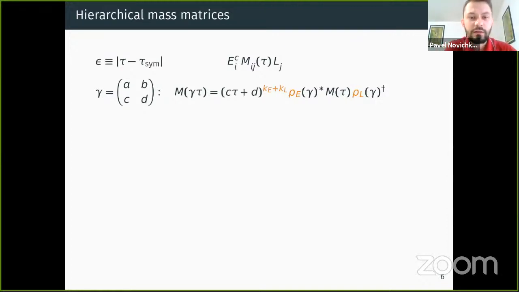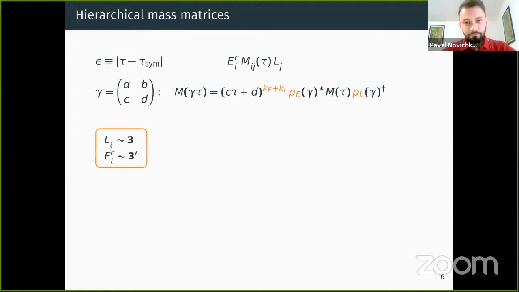So what we did is we analyzed the structure of modular invariant mass terms in the vicinity of one of the three symmetric points. In order to do this, you can write down how the modular invariant mass matrix transforms under a modular group element. It transforms like this in order to compensate the transformation of the fields. So we have an equation for M, and then you can expand both sides in powers of epsilon, which is the deviation from the symmetric point. And from that, you can infer which terms are forbidden for each of the entries of the mass matrix. And in this way, you can derive its hierarchical structure.